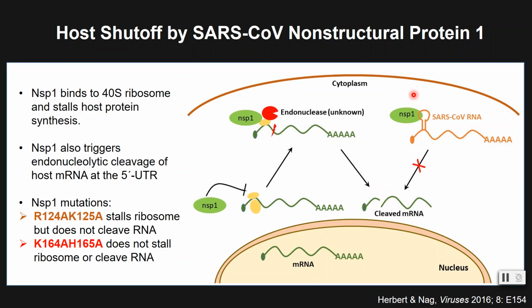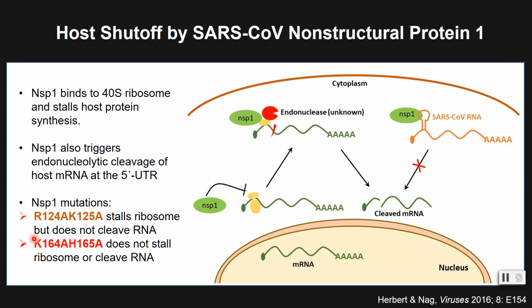Now, surprisingly, NSP1 still binds to the viral RNA, but because of a hairpin loop structure in the viral RNA, it is not cleaved by the same mechanism that allows NSP1 to cleave host messenger RNA. Now, there are different mutations that are studied so far. One is the arginine lysine mutation that allows NSP1 to still stall ribosome assembly, but it cannot bind to the endonuclease, so it cannot cleave the RNA.